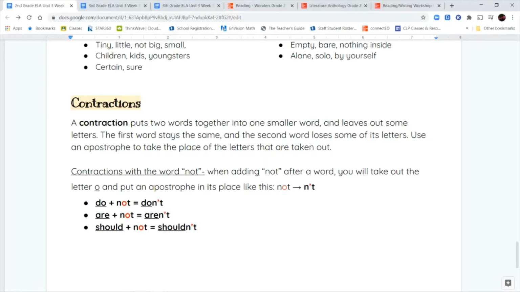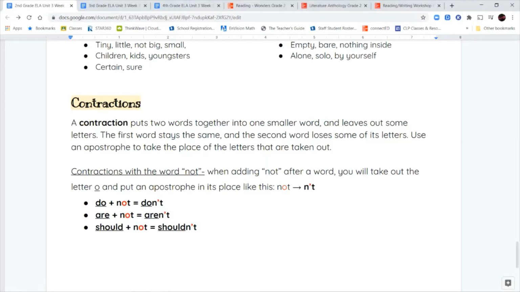So usually what happens is our first word stays exactly the same, and then the second word that we're adding to it will lose some of its letters. And in the place of those letters, we're going to put an apostrophe. So an apostrophe looks just like a comma, but it's sitting higher up on the line. It's not sitting on the line, it's sitting up close to the top of our letters. So when we make a contraction with the word not, so if we say do not, we know that when we put the words do and not together, we say don't. So if I say, do not forget your backpack, it's the same thing as saying, don't forget your backpack.